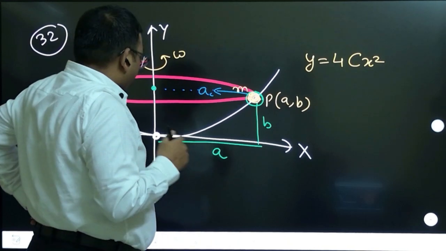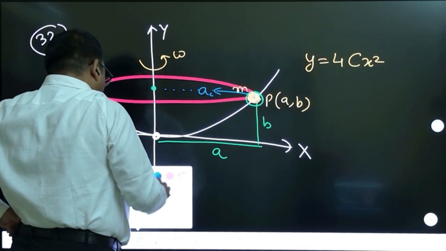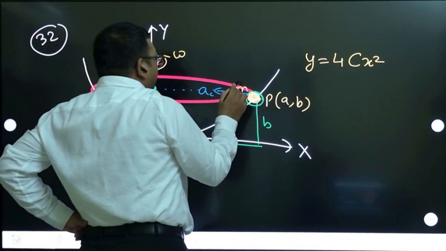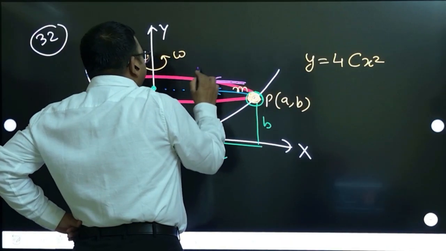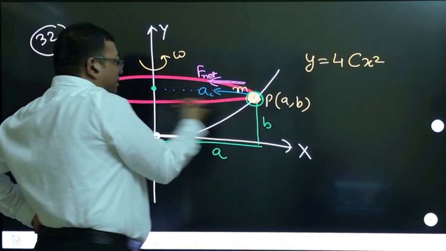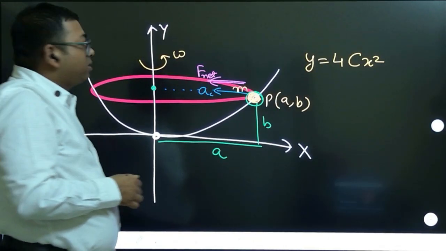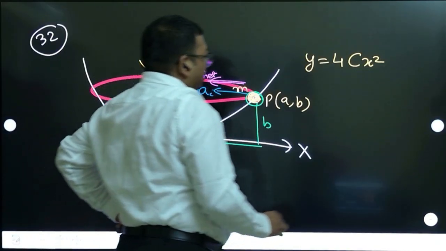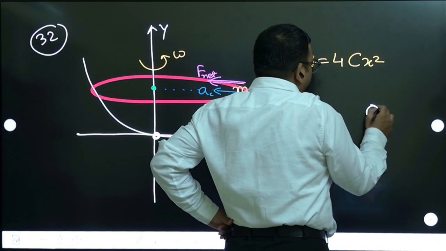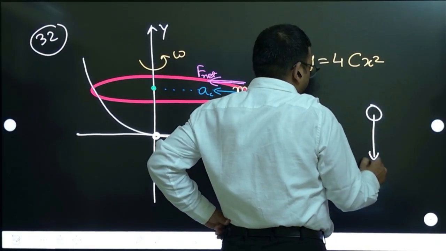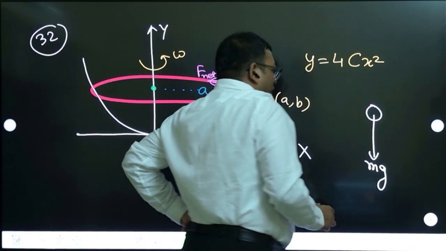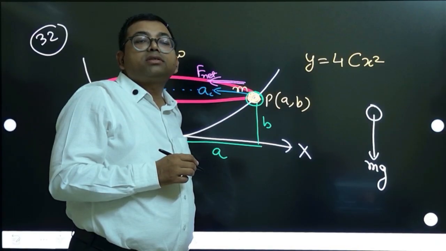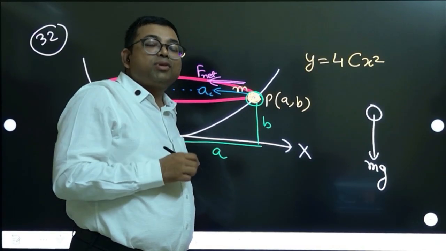Now think about it. That means the resultant force must be toward this center. The net force must be in this direction because the acceleration is in this direction. Now let us resolve the forces. Draw the free body diagram of this bead. What are the forces acting? Mg, and note that friction is not there. So normal contact will be there.